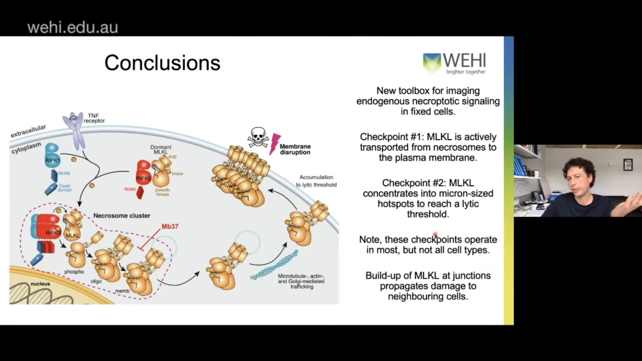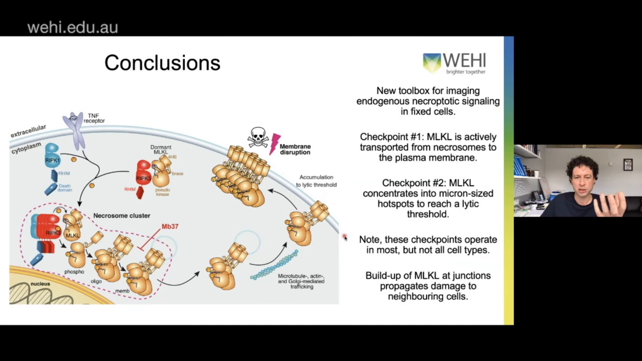So in conclusion, we've introduced a new toolbox that we hope will enable the imaging and analysis of endogenous necroptotic signaling in both mouse and human cells. We've uncovered two new checkpoints. One is responsible for actively transporting MLKL in its fully biochemically activated state from the necrosome to these hotspots. And the second one is a rheostat that controls the lytic threshold, so how quickly MLKL at the plasma membrane can cause cell death. The other point that's worth mentioning is that these are not universally applied checkpoints.